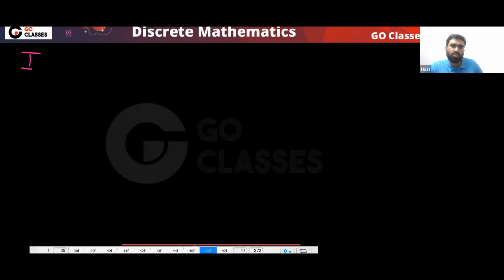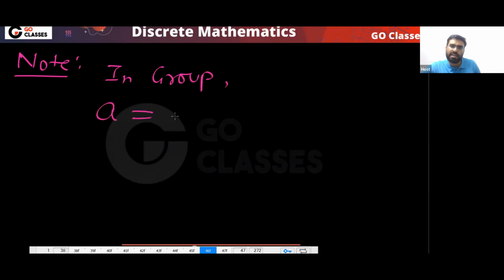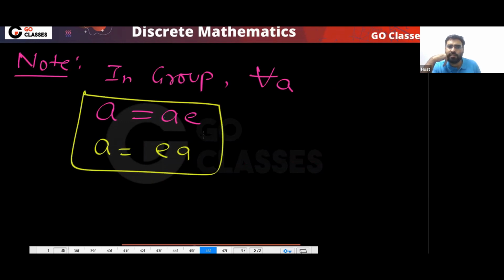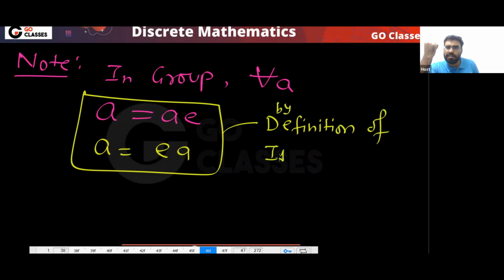In a group, I can always do this. Why? What is the reason? In a group, I can always write A is equal to A for all A. Why? What is the reason? By the definition of identity element. This is just the definition of identity element, nothing else.